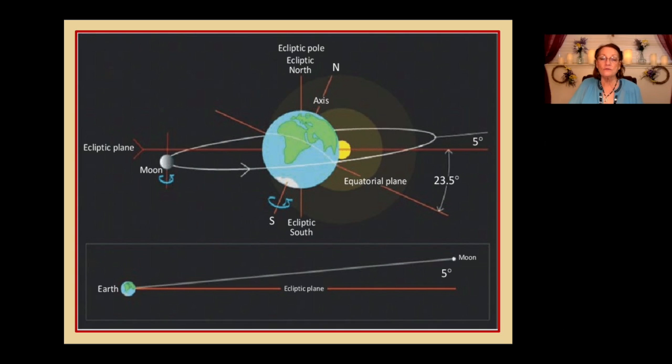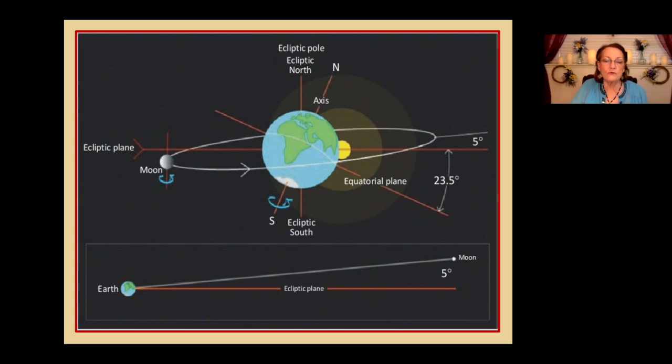And we notice that indeed that is not the orbit of the moon. Here's the moon, and it is not anywhere near going around the equator of the Earth. As a matter of fact, it's closer to the ecliptic, but it's not exactly the same. It's 5 degrees apart. You see over on the right-hand side, and it's 23.5 degrees from the equatorial plane.